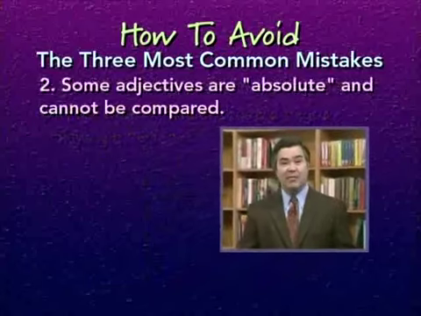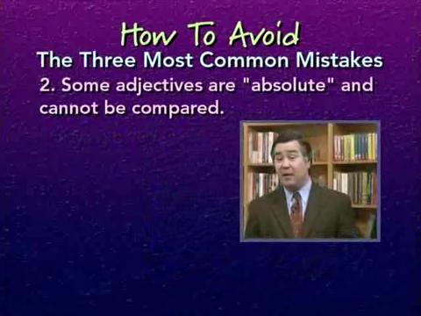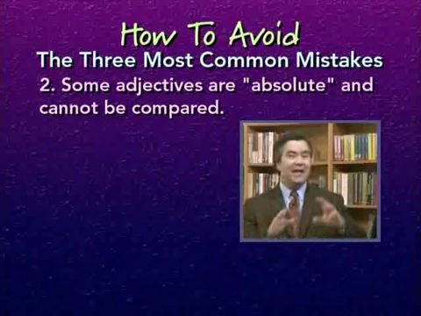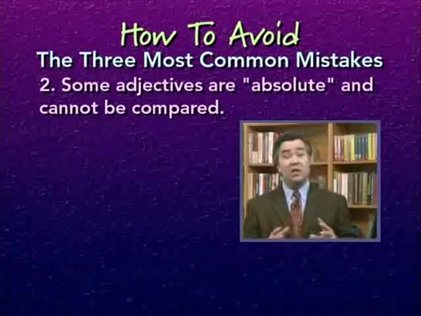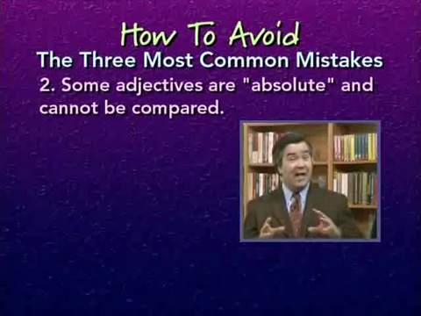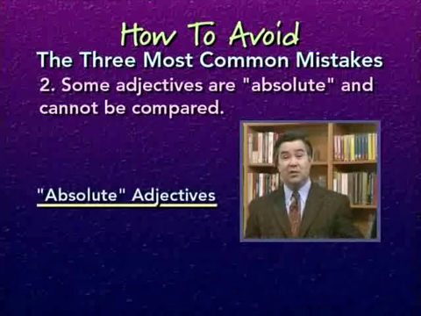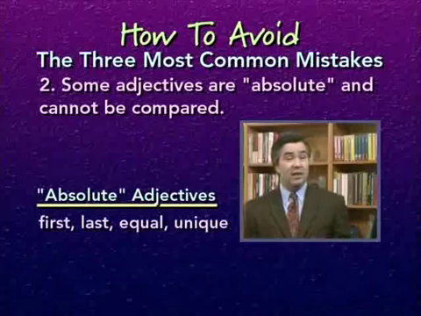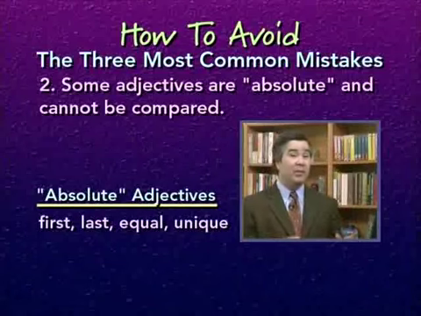Here's the second common type of mistake. Some adjectives are absolute and cannot be compared. This means that there are certain qualities that are considered to either exist or not exist, and therefore it's not considered appropriate or logical to deal with comparative or superlative degrees. Either you are or you aren't, and you can't be more or less. For example, some of the adjectives that are considered absolute are first, last, equal, and unique. Perhaps you can see why these would be considered absolute qualities, which can't really be compared.